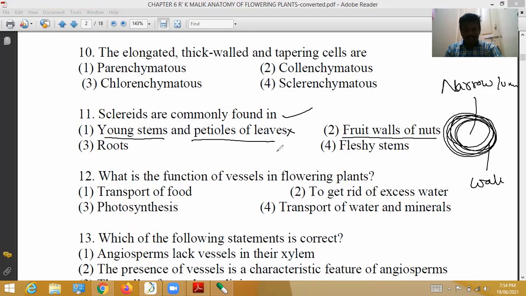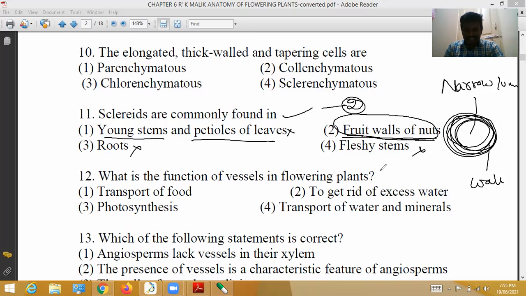Sclerenchyma cells are found in abundance in the stems, roots, veins of leaves, seeds and nuts. Sclerenchyma is of two types: one is fibers and another is sclereids. These sclereids are found in the fruit walls of nuts. Roots we cannot find, fleshy stem cells we cannot find. For the 11th question, the correct option is the second option.